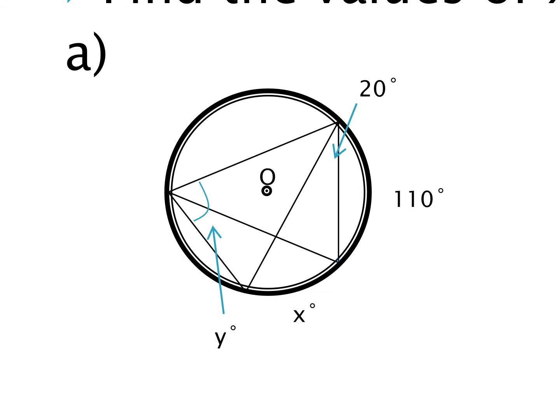And I'm going to trace over the two chords that are forming the 20-degree angle. So my 20-degree angle is right here. X is its intercepted arc. So the arc for the 20 degrees is this x. And we learned the theorem that stated that the measure of the intercepted arc of an inscribed angle will be double that. So x will be 2 times 20, and it's 40 degrees.